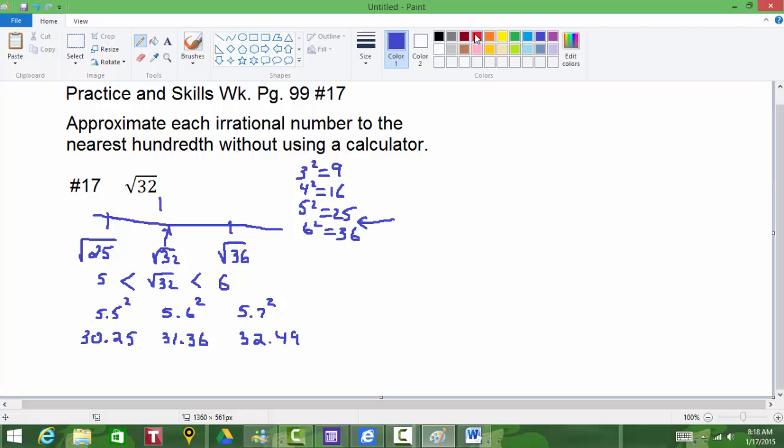Okay, so next thing I need to do is look to see where our 32 would be. Well, we know it's not going to be between 30.25 and 31.36, but 32 would fit between these two numbers right here. So it's sort of like doing that number line again, just like you did above, and putting our square root of 32 right here, just like we did above.